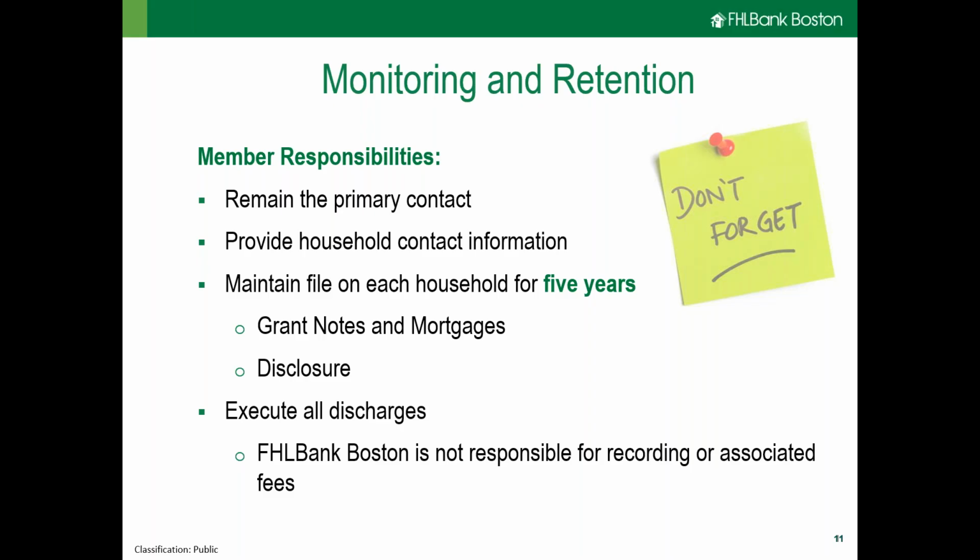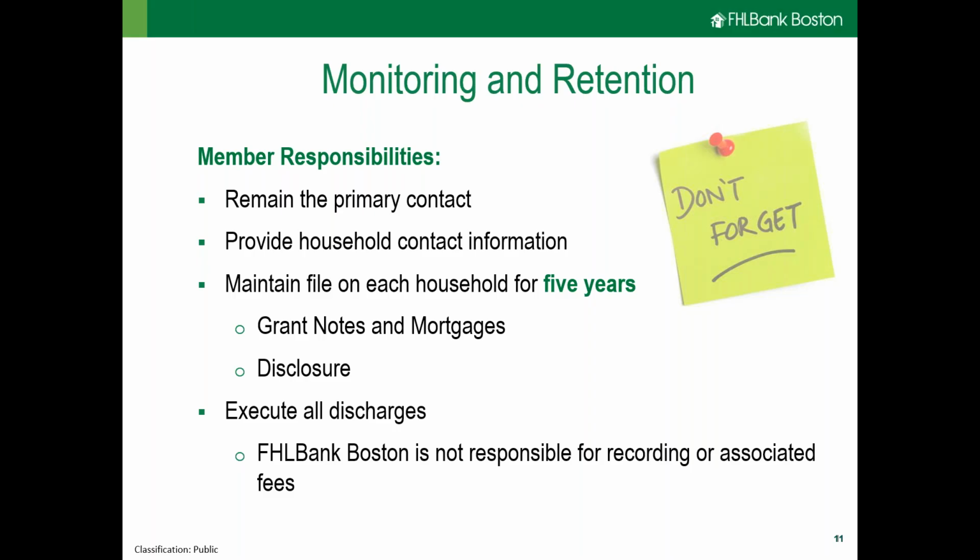So please keep records of the notes and mortgages and the disclosure on your end. And when somebody is either selling or they're refinancing or they're outside of that 5-year retention period, you're responsible for execution of all discharges, and we're not responsible for the recording or associated fees with that. So you would need to look at that in our procedures.